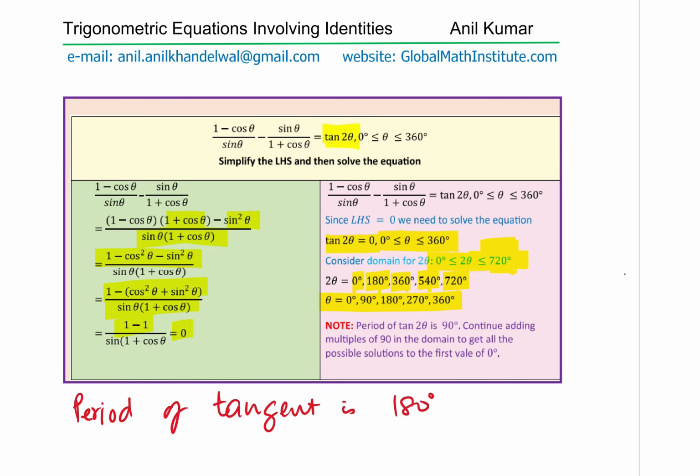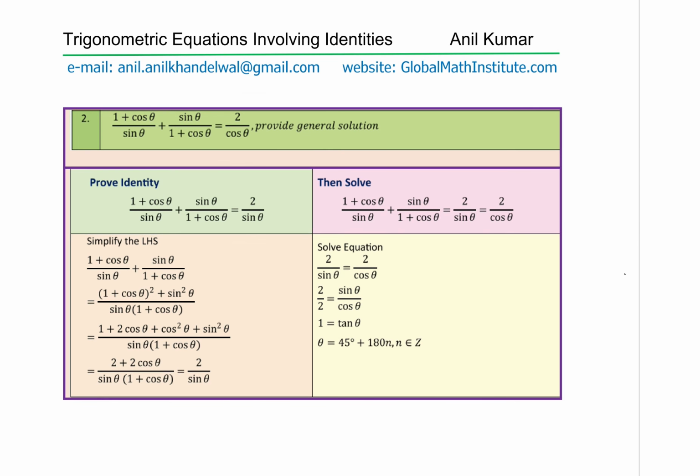Correct? Now let's look into the second solution, which is (1 plus cos theta) over sin theta plus sin theta over (1 plus cos theta) equals 2 over cos theta. Right? So we have to provide a general solution in this particular case. Let's begin with the left hand side. So left hand side, we will take a common denominator and simplify. So once you simplify, you get 2 over sine theta for the left hand side. Well, the question is that the left hand side is equal to 2 over cos theta.